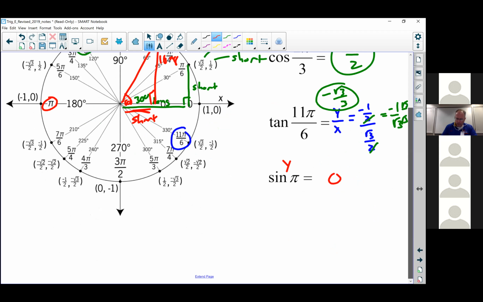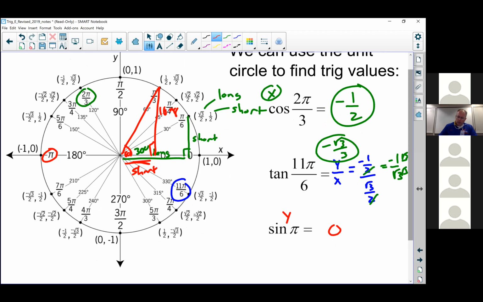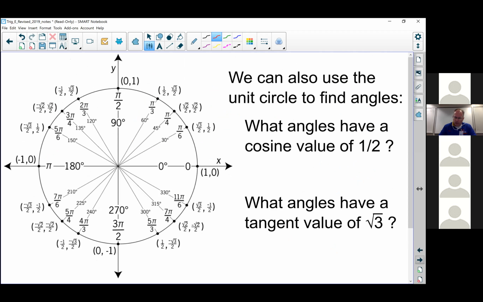Nope, cool. All right. We can also use the unit circle to find angles. What angles have a cosine value of 1/2? Okay, cosine value. So cosine value is an x value, and this is a positive 1/2. So you can go around the unit circle and find which has the 1/2.